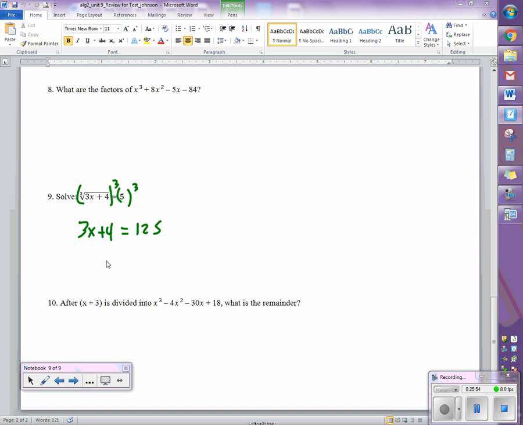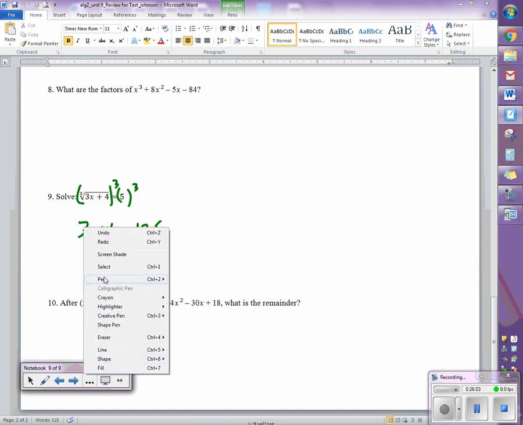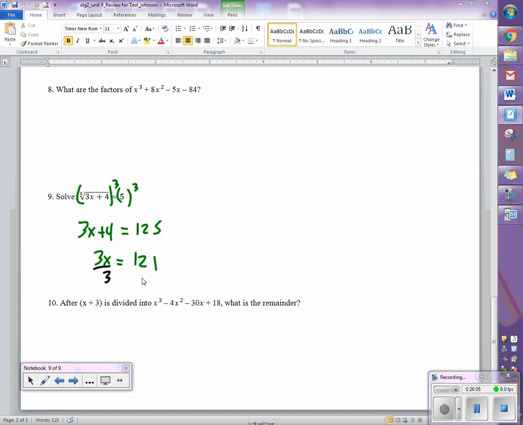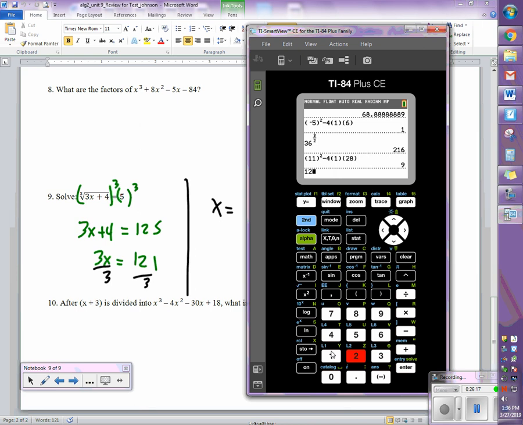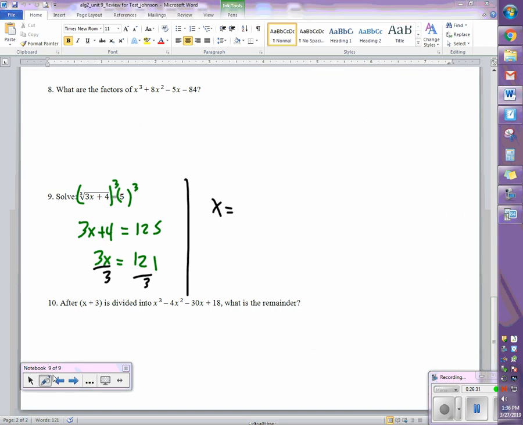Now continue to get x by itself. Subtract 4 from both sides, leaves you at 3x equals 121. Then divide by 3. So x equals, so 121 divided by 3 is a decimal, so I want to turn it back to a fraction. And it's 121 over 3. So the solution is 121 over 3.